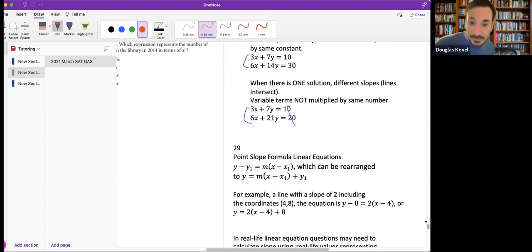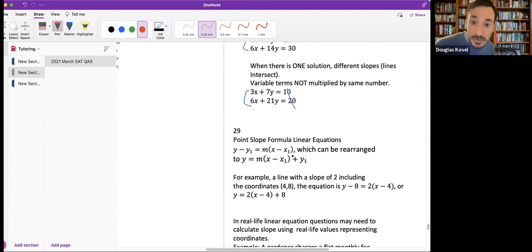So the point slope formula for linear equations is y minus y1 equals m times x minus x1, which you can then rearrange into y equals m times x minus x1 plus y1, where x1 and y1 just represent two random points on the line, and m is a slope of the line. So for example, let's say you had a line with a slope of 2 that included the points 4, 8. If I wanted to put that in point slope formula, then I would say y minus 8 is equal to 2 times x minus 4. And I could add the 8 to the other side to get y is 2 times x minus 4 plus 8. So that's going to be helpful for this particular question.